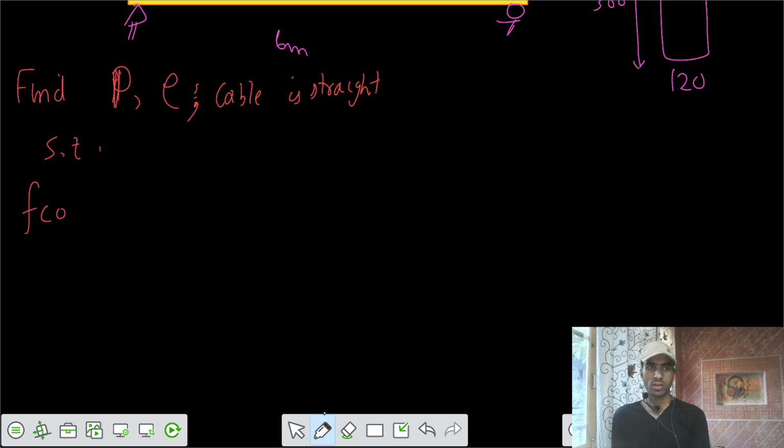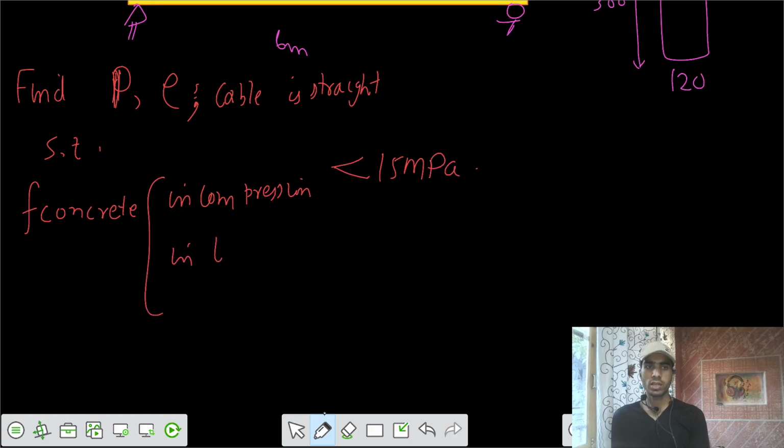your stresses in concrete in compression should be less than 15 megapascal, and stresses in concrete in tension should be equal to 0, or we can say it should not be less than 0. That means there should be no tension in the concrete. We don't allow any tensile stresses in the concrete. That means the stresses at that fiber should be either compressive or equal to 0.